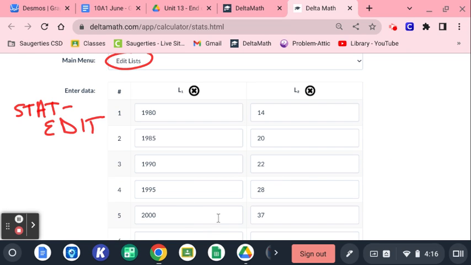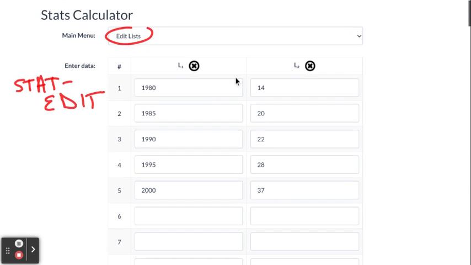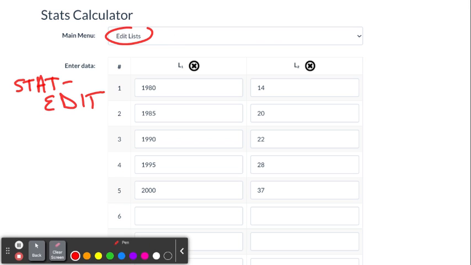Alrighty, get this out of the way. So here I've got my column 1, my L1, and my column 2. So now up here where I have edit, actually, after you do stat edit, I know you guys know this, you go stat calc. See, that says calc. And you choose number 1 when you're doing stats, like the mean, median, and mode.